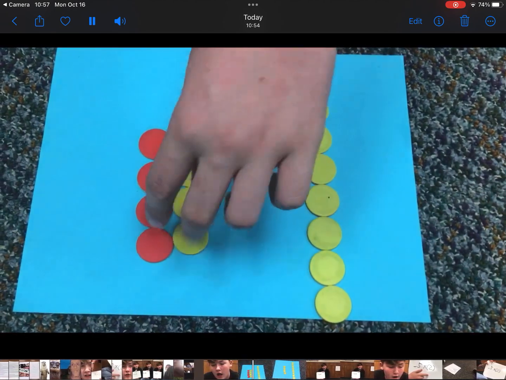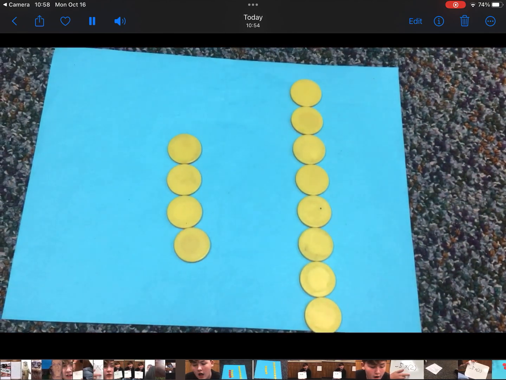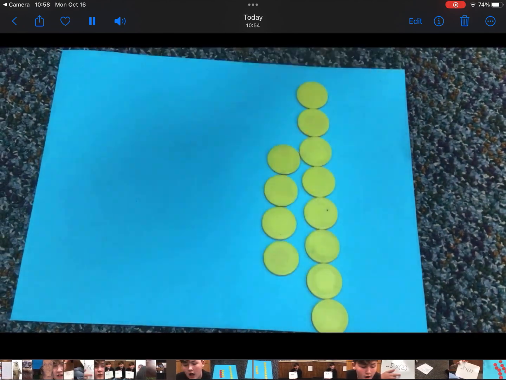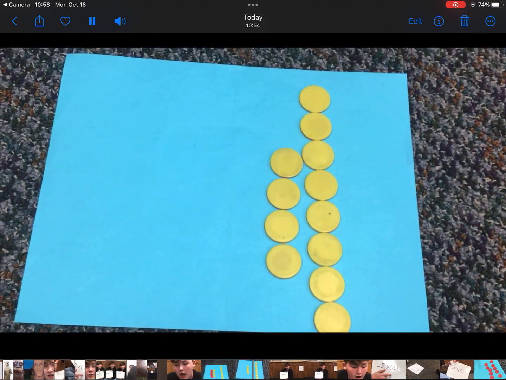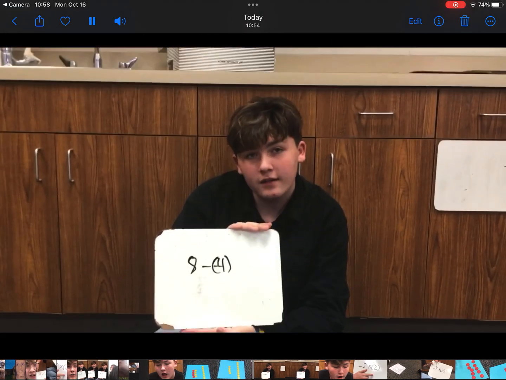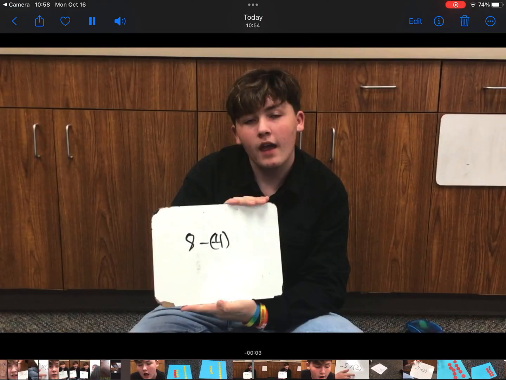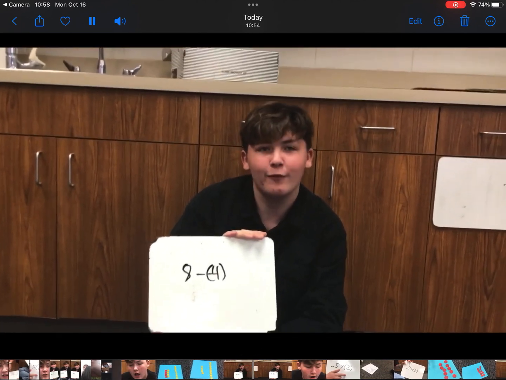So we have these groups of zeros because we can just straight up get rid of them, the negatives, and our answer is +12. Eight take away -4.